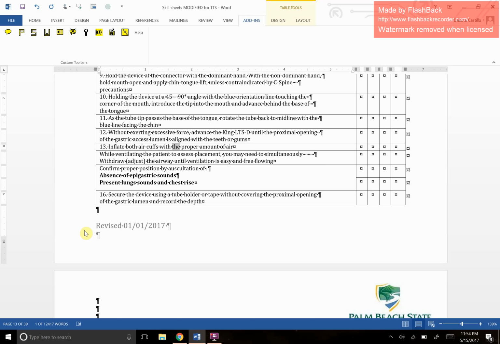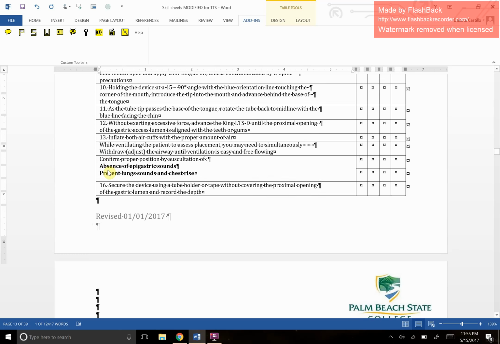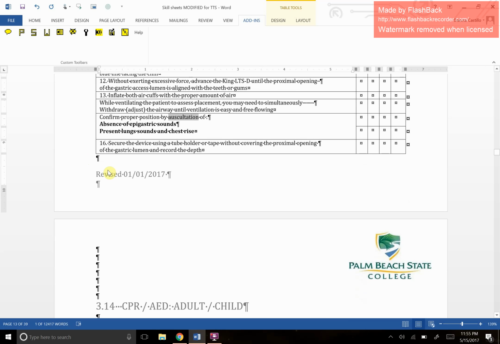13. Inflate both air cuffs with the proper amount of air. While ventilating the patient to assess placement, you may need to simultaneously withdraw or adjust the airway until ventilation is easy and free-flowing. Confirm proper position by auscultation of absence of epigastric sounds, present lung sounds and chest rise. 16. Secure the device using a tube holder or tape without covering the proximal opening of the gastric lumen and record the depth.